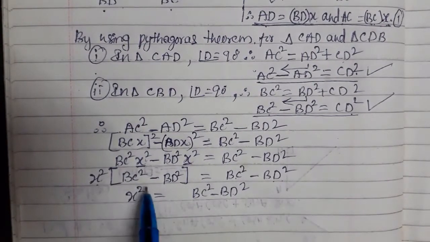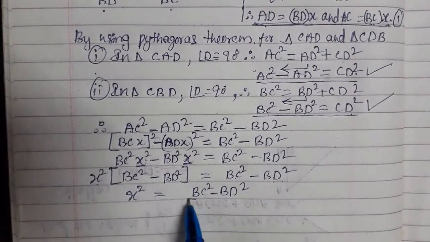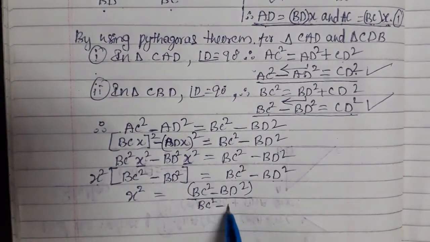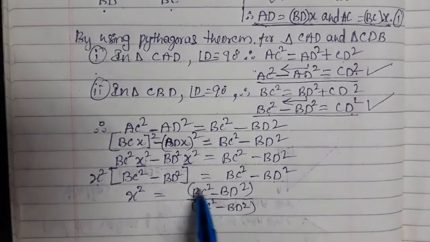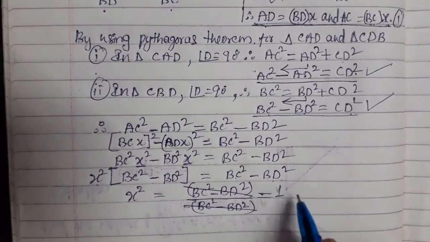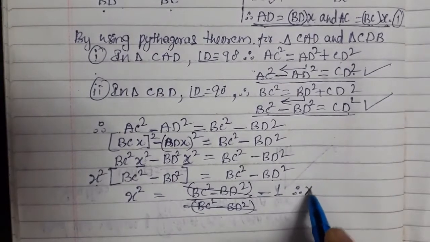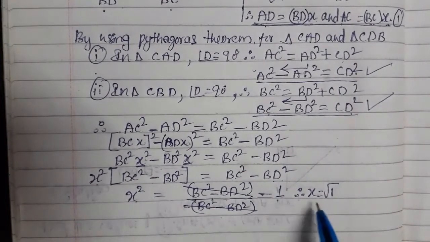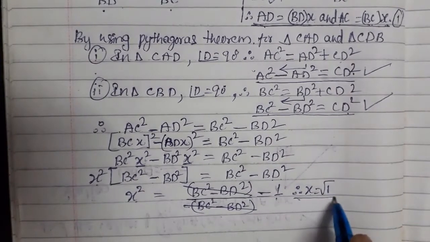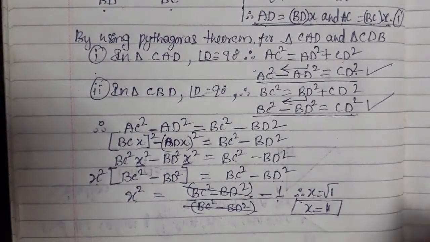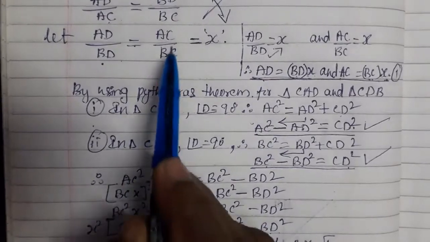Now I want the value of x. So shift this to the right hand side, where it will come to the denominator: BC square minus BD square over BC square minus BD square. This cancels and you will get 1. So x square is 1. Therefore x is equal to square root of 1, which is 1. So the value of x is 1.